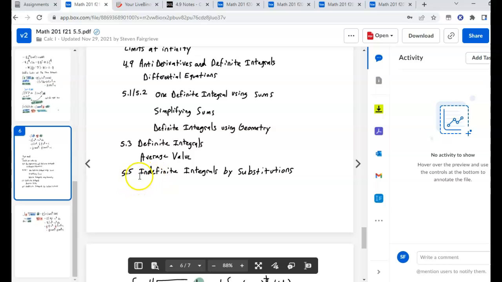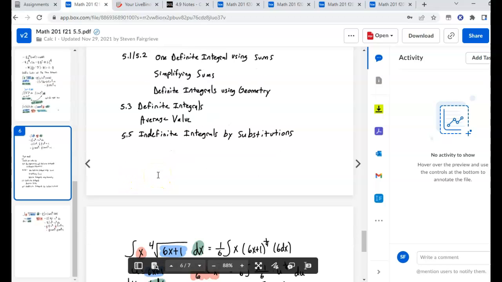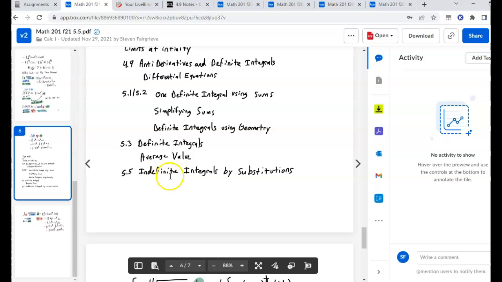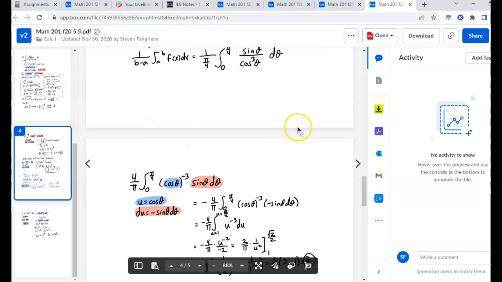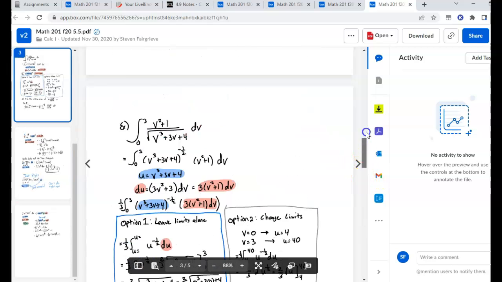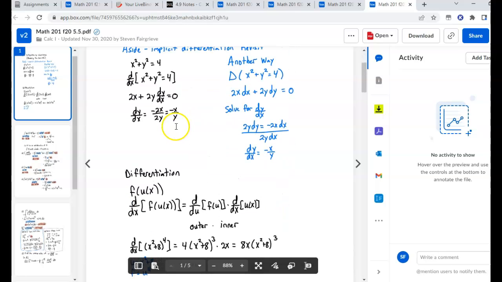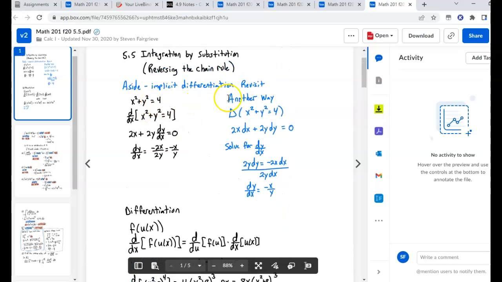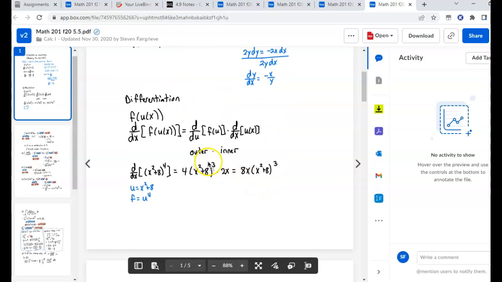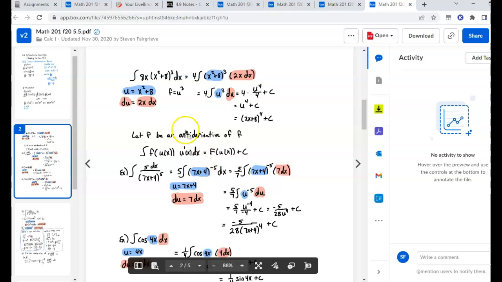And then the final thing we talked about was indefinite integrals, doing integrals by substitution, which was the topic of 5.5. So basically, that's reversing the chain rule. Remember, we introduced this new way to write out implicit differentiation that we use as a tool for these problems.